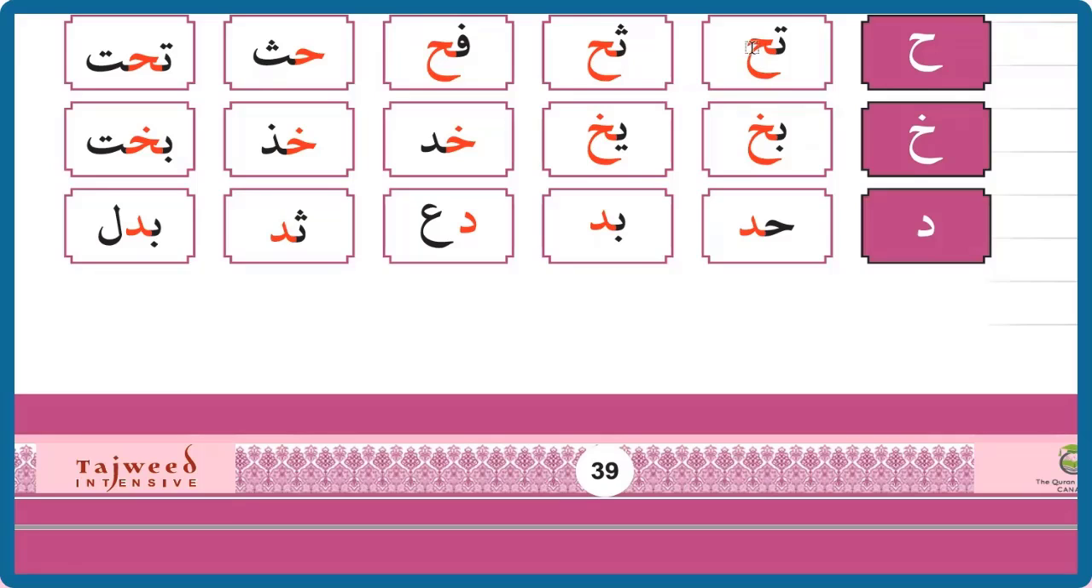And again, ha. We can see that this is the final form of ha. So ha is just like its isolated form. Okay, so you can recognize it very easily. The next one. Da. Ha. Good job, mashallah. Next one. Fa, fa, and ha. Again, it doesn't have any dot, right? So it is ha.